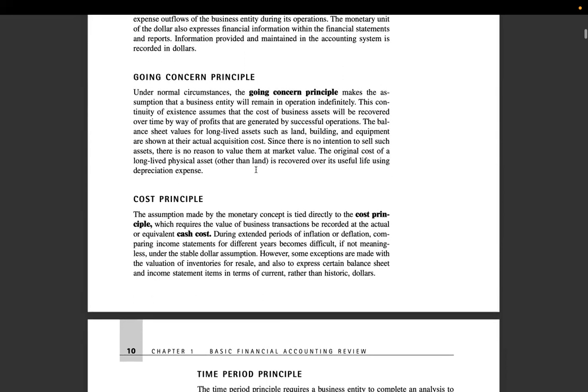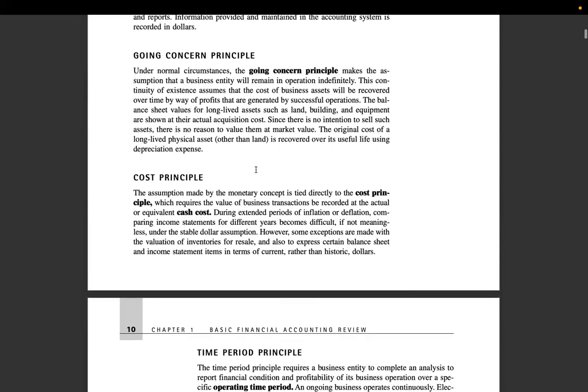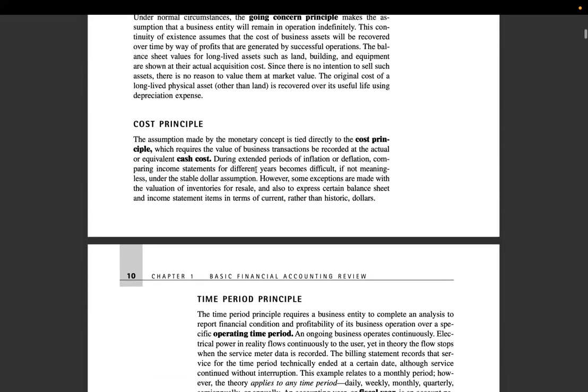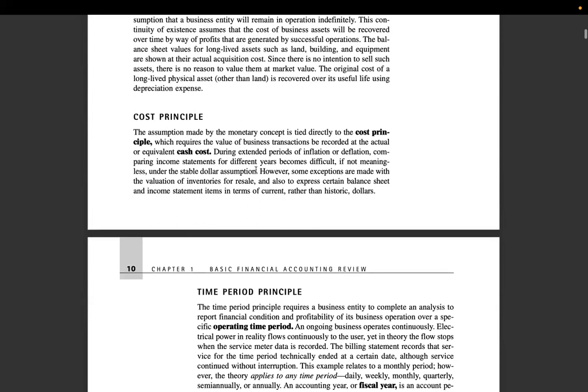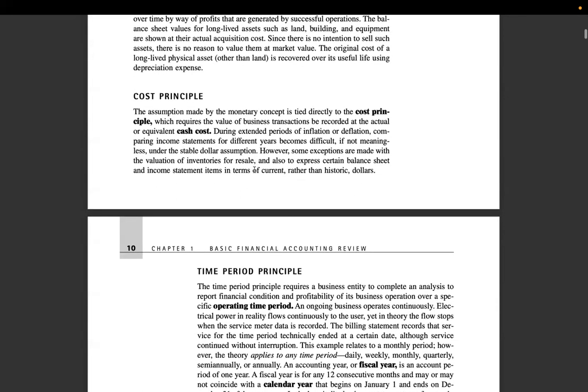Going concern principle, that is, think about business as ongoing. It's not short-lived. Fixed assets have an extensive period of use, predicted, or eventually will be, if that prediction is right.